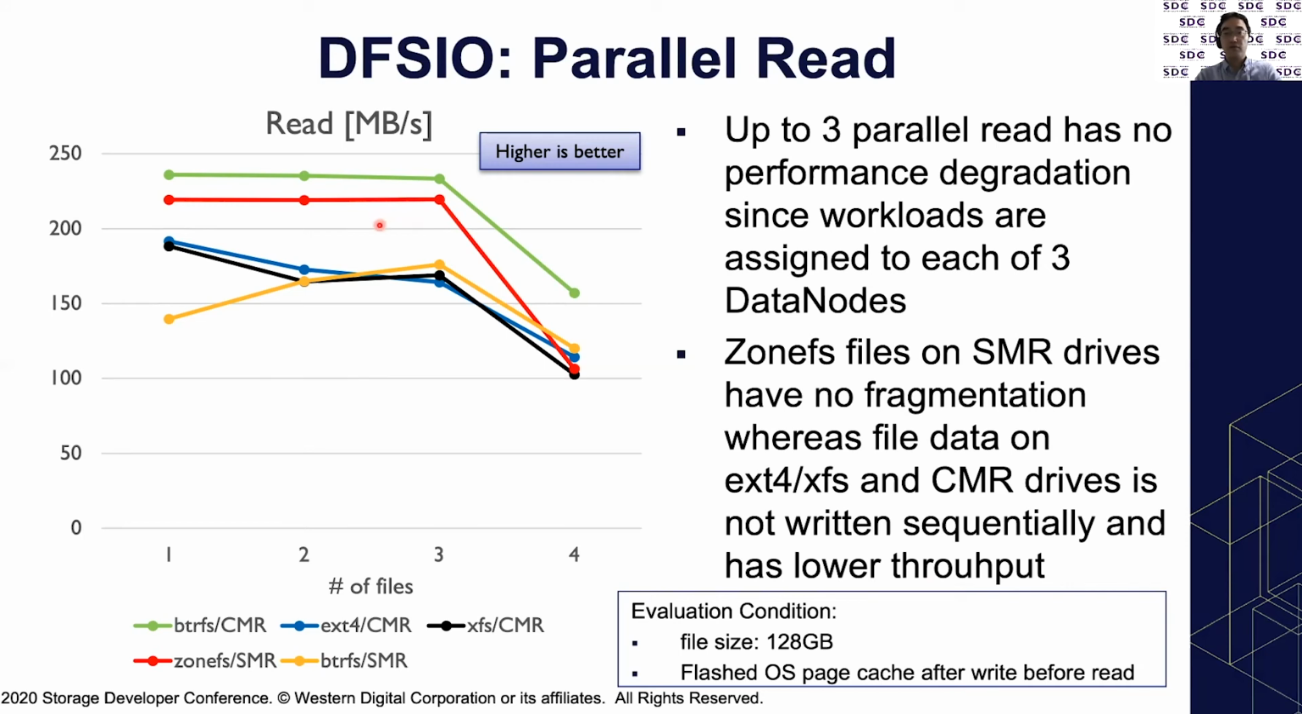Comparing with ZoneFS, ButterFS on CMR shows a better performance. On the other hand, ext4 and XFS on CMR have rather lower throughput. This is because the data was not written sequentially, then data read was not sequential either. This resulted in the gap between these file systems and zonefs on SMR.